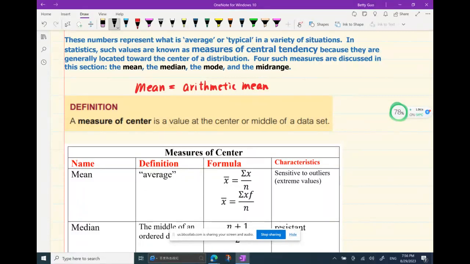What is arithmetic mean? In common life, when we say average, that is arithmetic mean. A mathematician or statistician will not call mean average; it's just normal people who use average. But they actually mean the same thing.